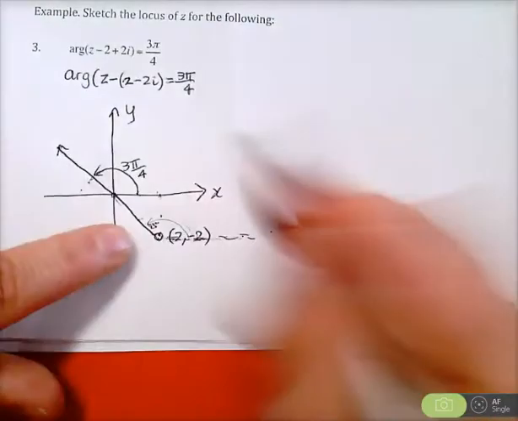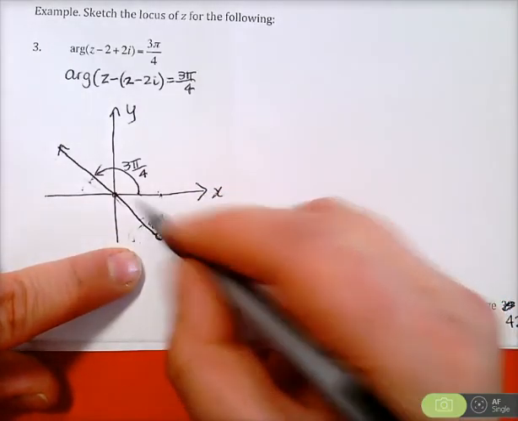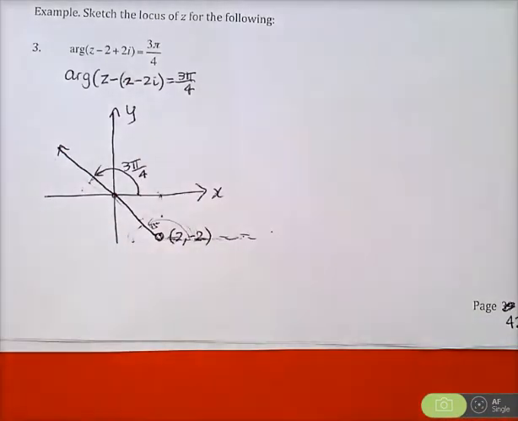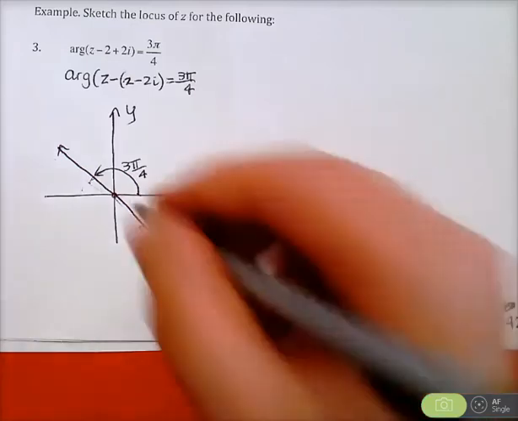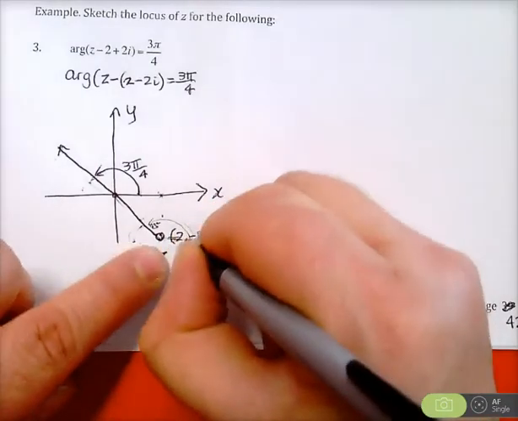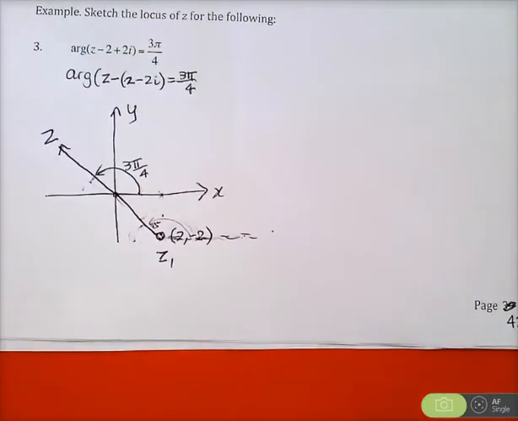From there, I know the direction that I'm supposed to draw it in, right? Because 3π/4 there, I've got 45 degrees here. I know that this is a gradient of 1. I know that it's got to go through the origin. Are we sure about that? All right. So that's my vector. So that's Z1, which is there. This is Z. Remember, the vector gets drawn from Z1 to Z.